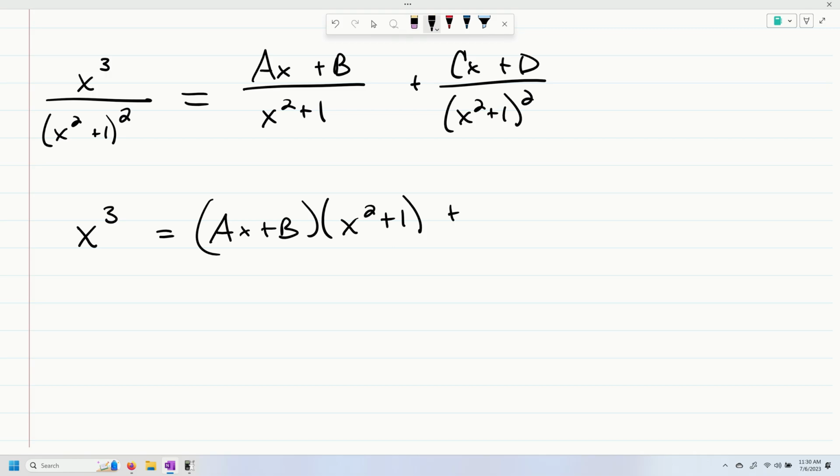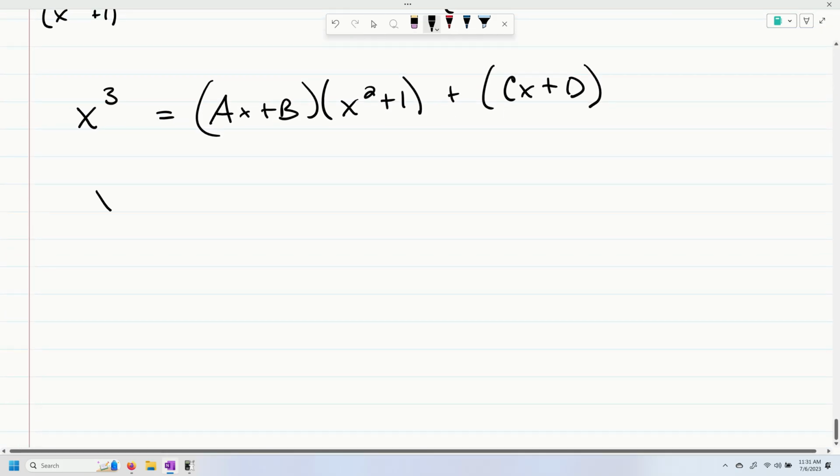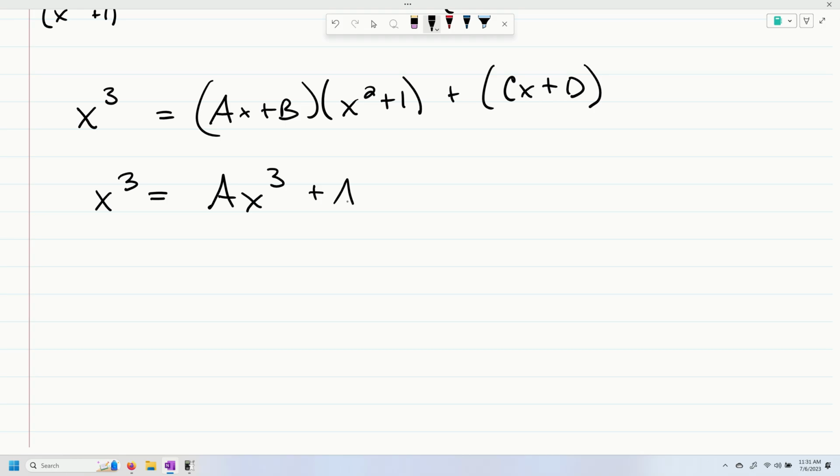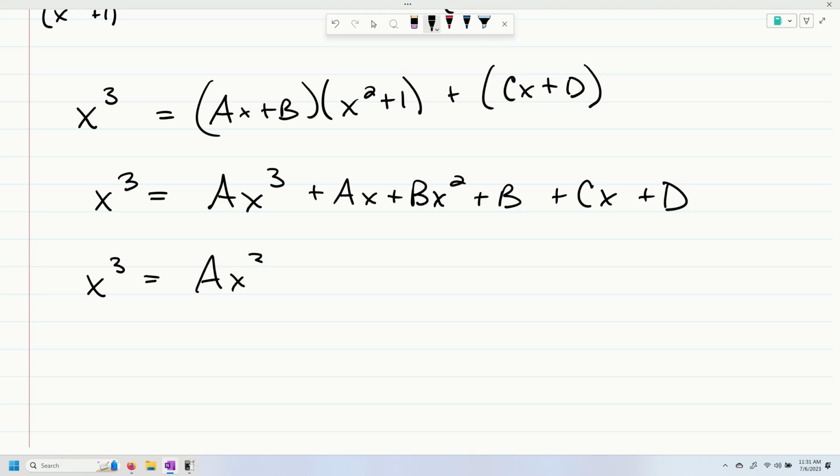Now, the cx plus d over the quantity x squared plus 1 to the second power, you don't need anything there. So we're just going to leave it as cx plus d. Doing just a little bit of algebra, we're going to get ax to the third plus ax plus bx to the second plus b plus cx plus d. Let's go ahead and arrange these terms. We got ax to the third plus bx to the second plus ax plus cx plus b plus d.